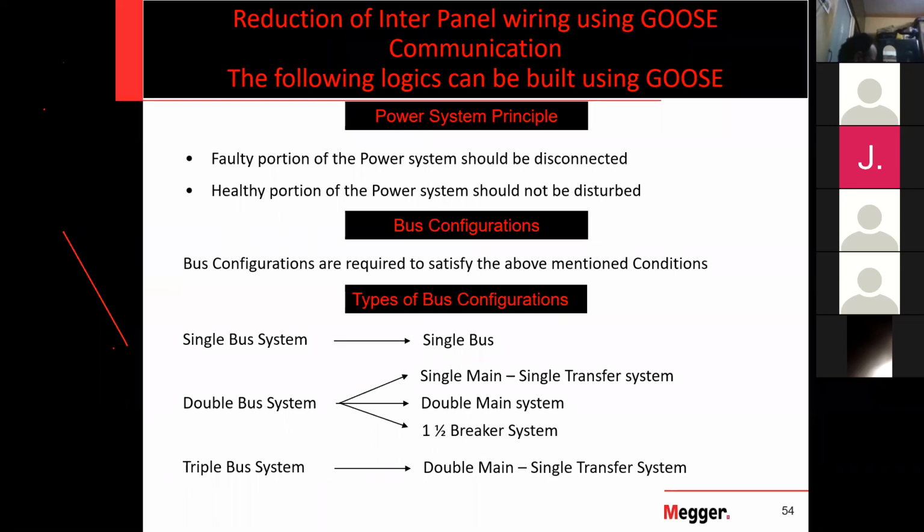Power system protection principle. Oh, there is a change. It's not power system principle, it's protection principle. Faulty part has to be disconnected. Healthy part should not be disturbed.